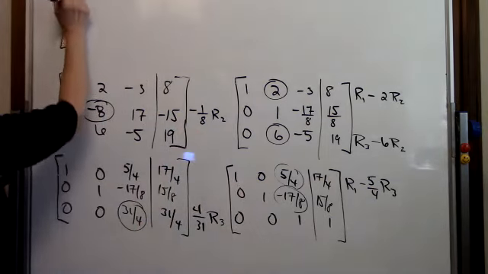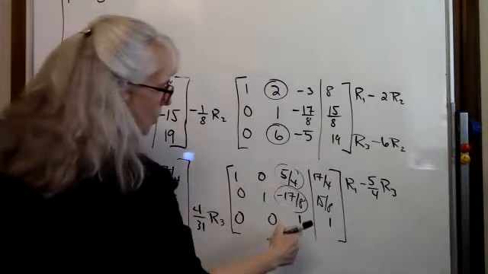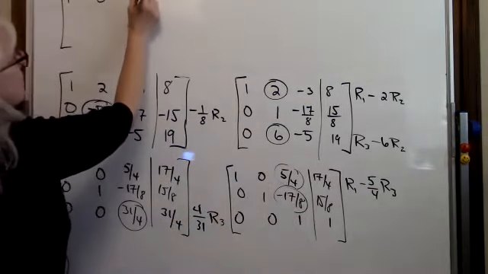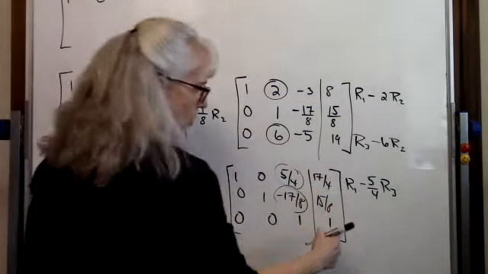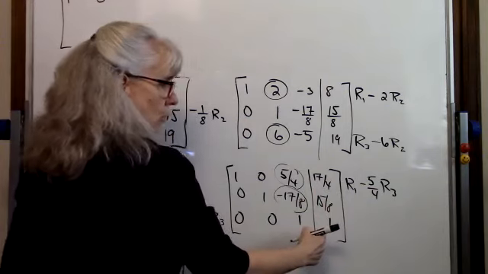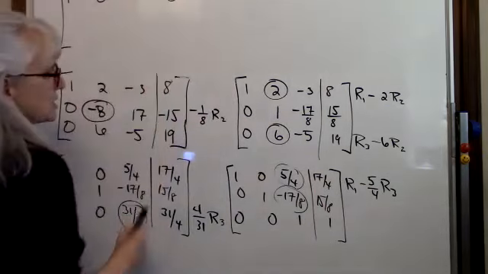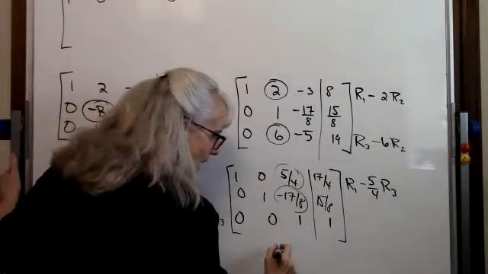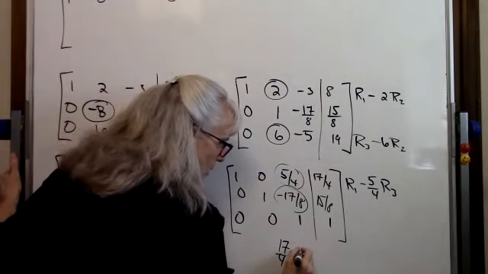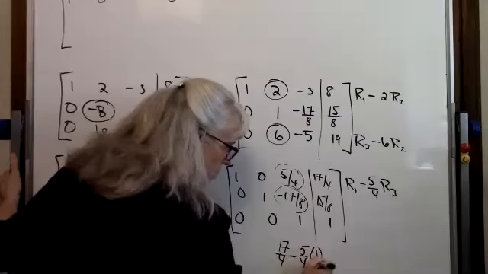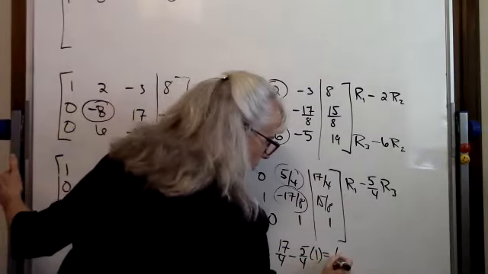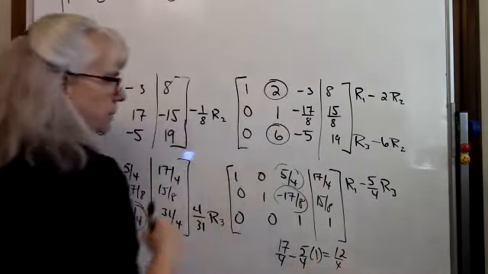So we have a 1, we have a 0. 5/4 minus 5/4 is 0. And now we have 17/4 minus 5/4, which is 12/4, which is 3. It works out really nice. So again, I had the 17/4 that was there minus 5/4 times 1. That's just 17/4 minus 5/4, which is 12/4 or 3.